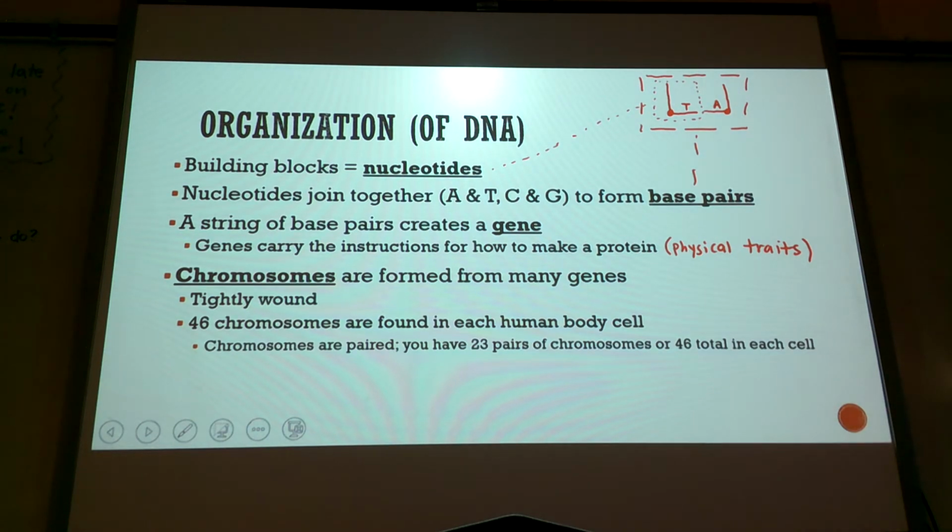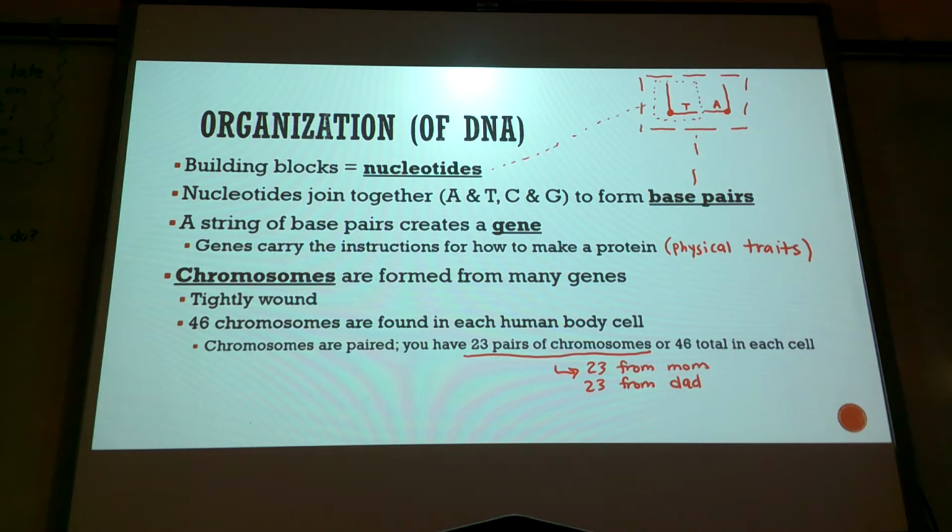Those chromosomes come in pairs. So you actually have 23 pairs of chromosomes for a total of 46. The reason that they come in pairs is because you got half of your chromosomes from your mom and half of your chromosomes from your dad. So you have 23 pairs of chromosomes, 23 from mom and 23 from dad.